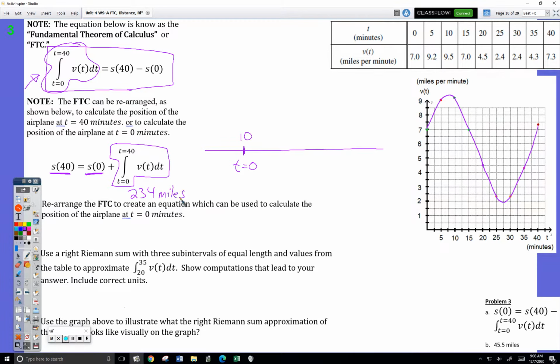So the idea is very simple. If I know the plane was at location 10, and I know the displacement for the next 40 minutes, I know the particle displaced 234 miles to the right. So now I know the new position. I know right here, this would be position 244, and this would be time equal 40. That's all this version of the fundamental theorem is telling you.